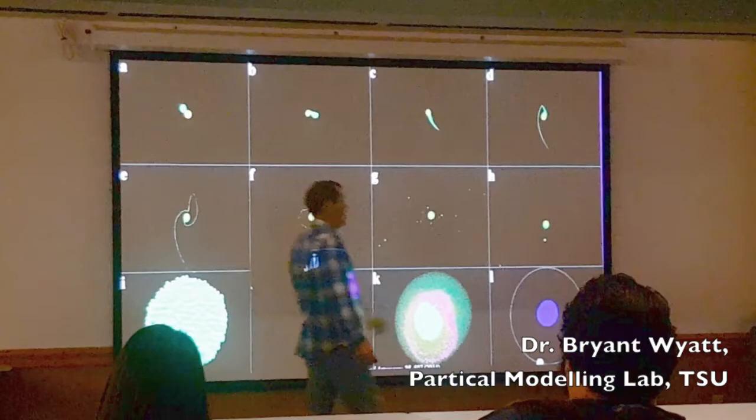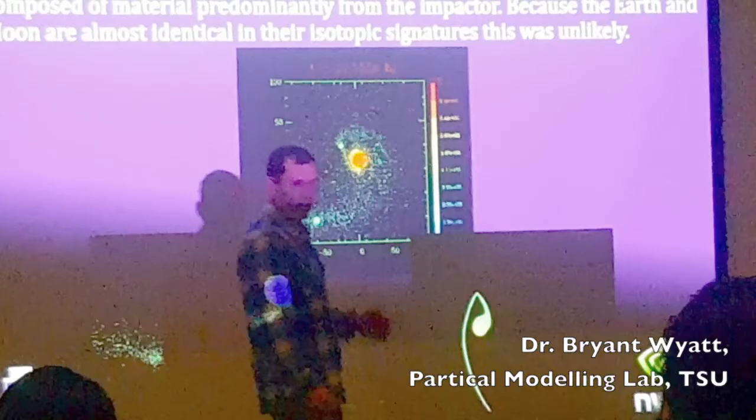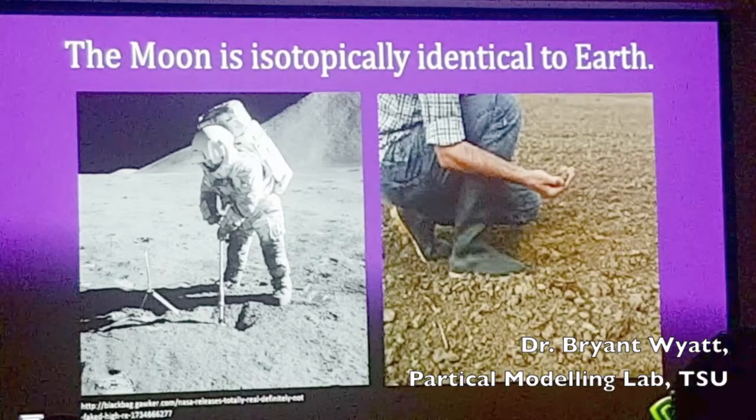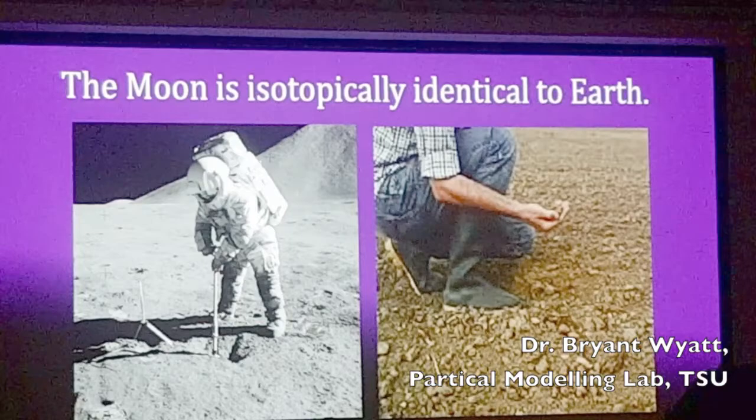But if you notice in all of the simulations, the stuff that makes the moon came from just one of the impactors. It didn't come from both of them. We got dirt from the moon, and we got dirt from the Earth, and when you compare the two, they're exactly the same isotopically. So that couldn't have happened if the thing that made the moon was a different body than what made the Earth. So they had to fix that hole.